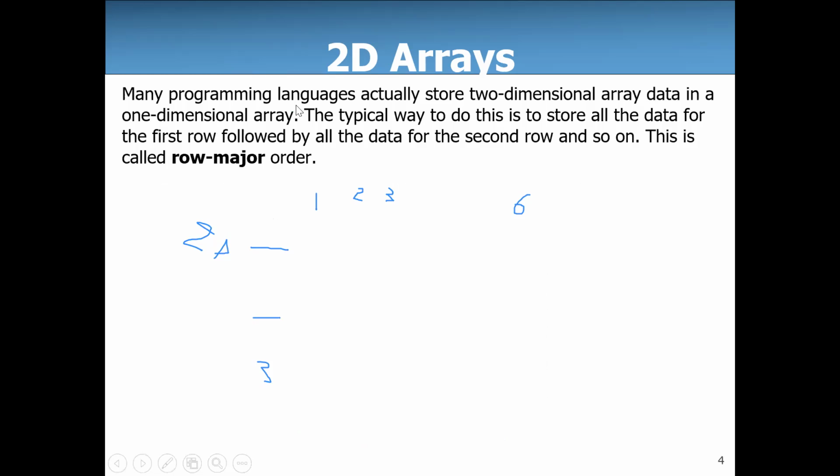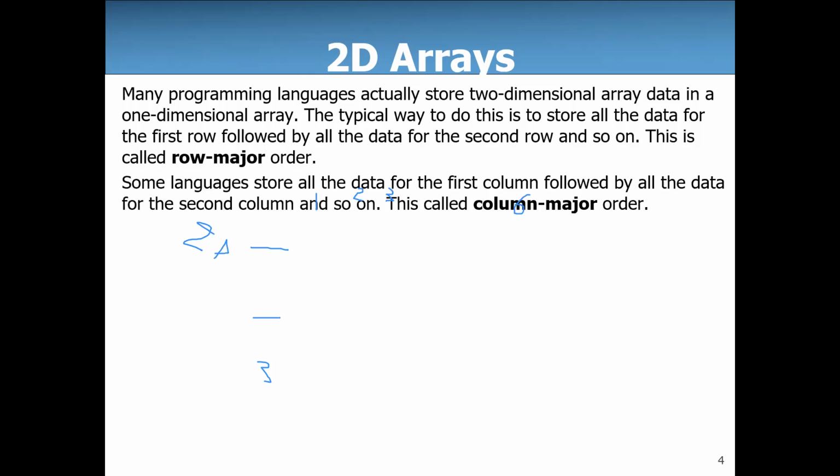Many programming languages actually store two-dimensional array data in a one-dimensional array. So if you have a two-dimensional array, you can convert that data into a one-dimensional array. But how can you convert the data into a one-dimensional array? There are two ways which you can follow. The first one is row major and the other one is column major.